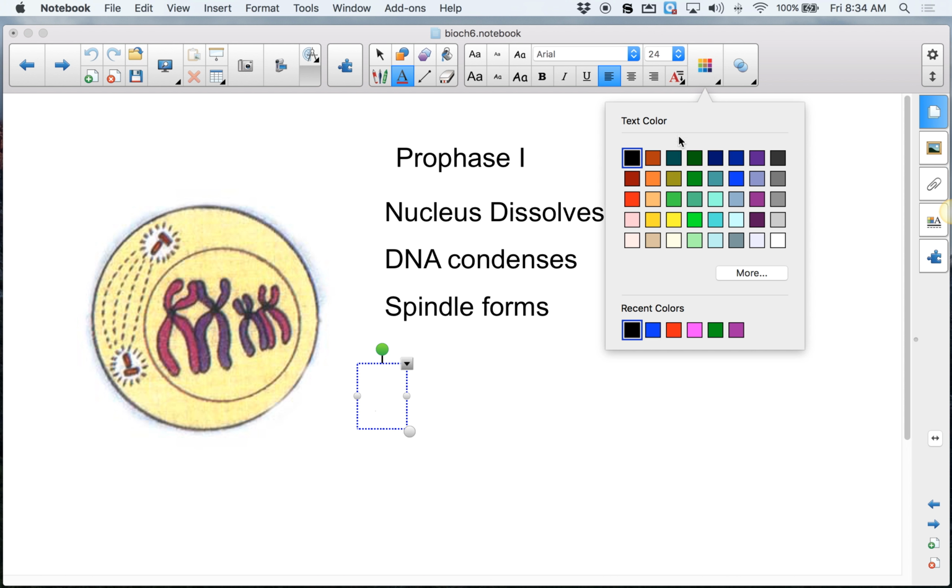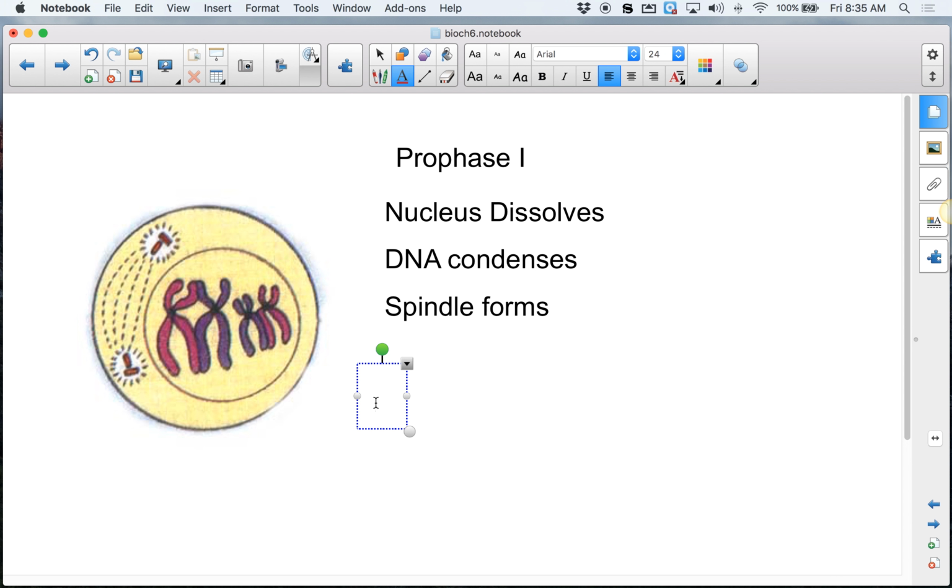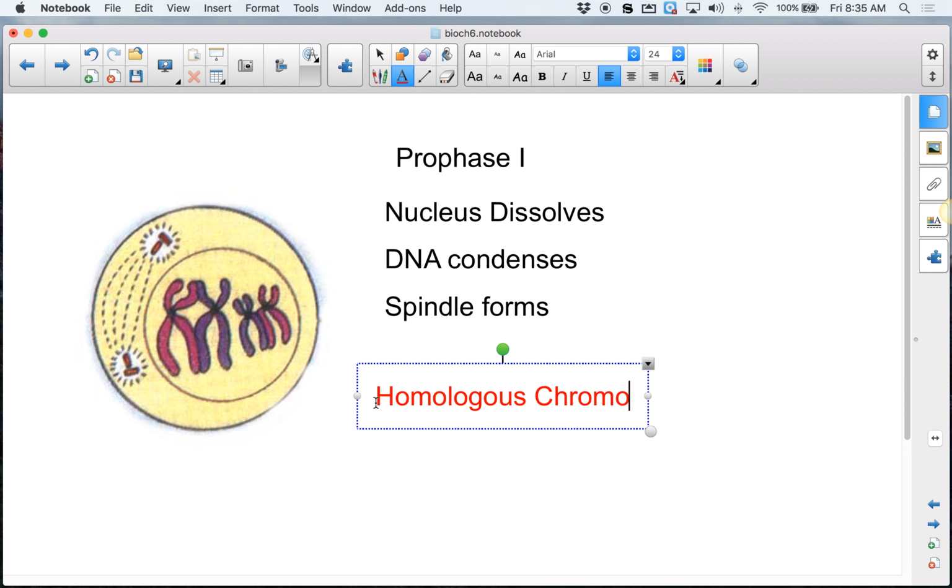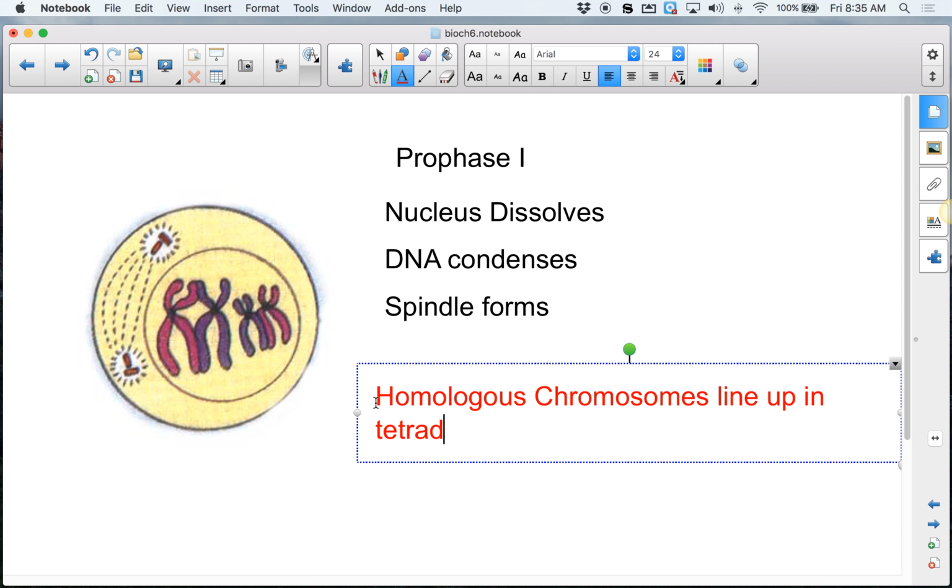Okay, but there's also something quite special that happens that makes prophase 1 in meiosis pretty distinct from prophase in mitosis. And that's that the homologous chromosomes line up in tetrads.